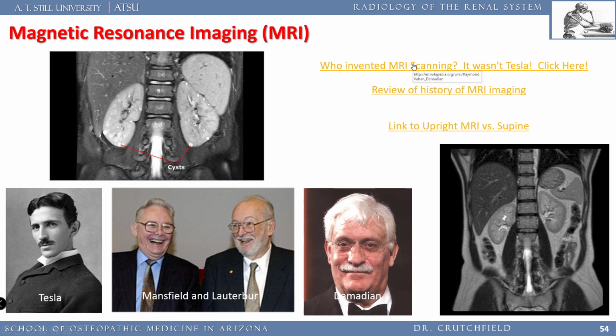Well, who invented MRI? Click there if you want to find out. See these two guys down here? Mansfield and Lauterbur. I think they shared the Nobel Prize. But this guy right here, Damadian, is given credit for having found the way to take your NMR spectroscopy that you used in organic chemistry to find out what the molecular structure of your compound was. This guy figured out a way to make a picture out of it. So think about how smart that guy is. I'll never be that smart.